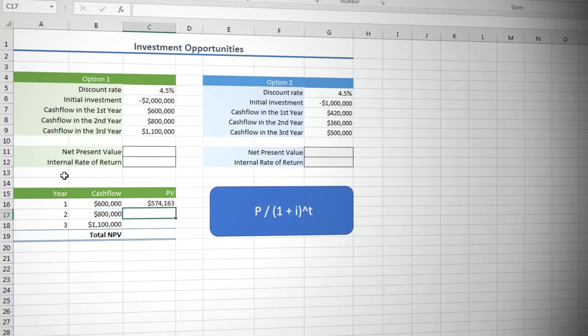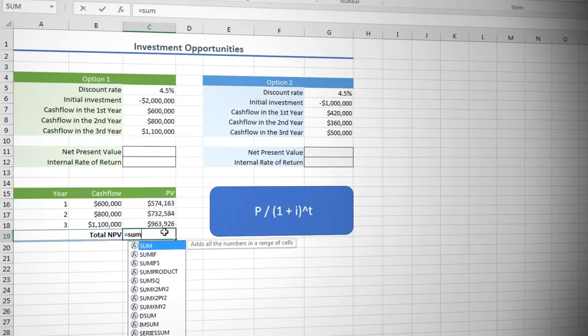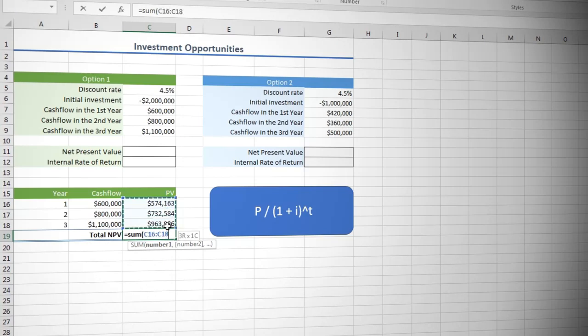So in today's money, that first cash flow will actually be worth $574,000. Let's copy that down to get the rest of our cash flows as a present value. Now, to work out our net present value, we're going to sum all those and then, very importantly, net off our original investment. And there is our net present value.